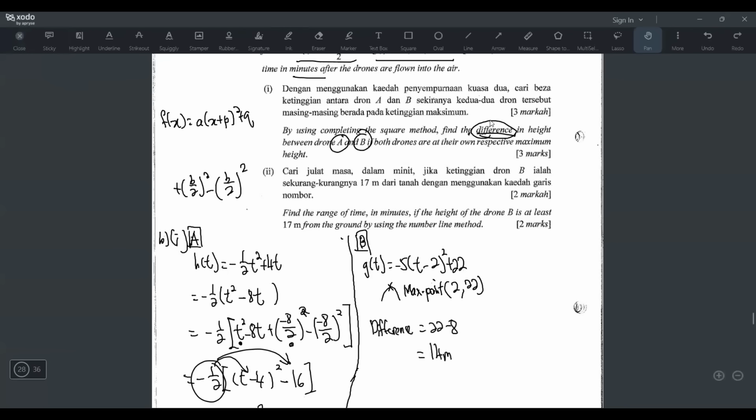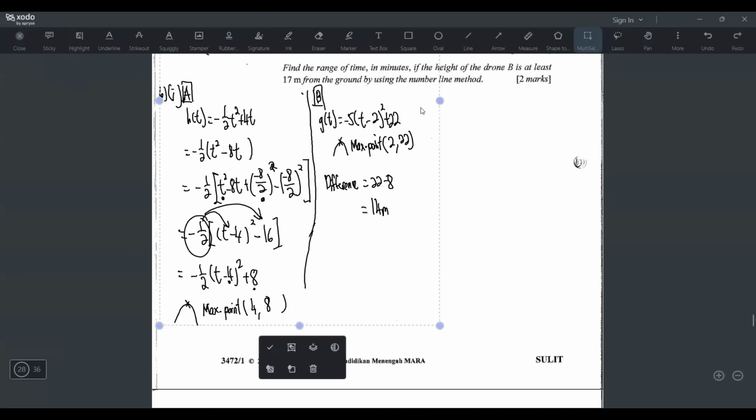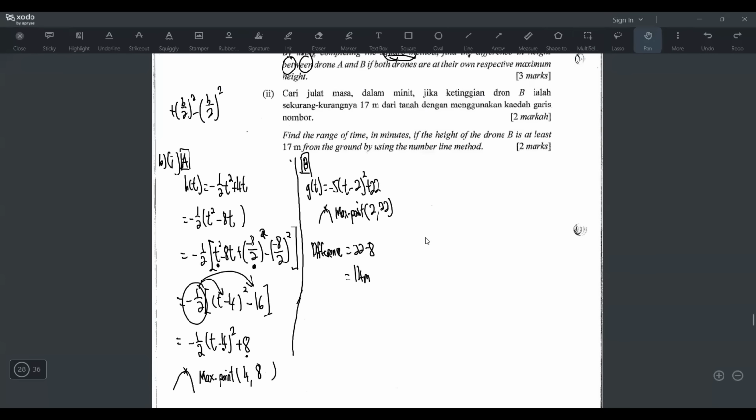Okay, is that what the question wants? Find the difference of height if both drones are at their own respective maximum height. That's right. So when they are both at the maximum height, the difference is 14 meters. It means drone B is higher. Okay, so let me make this smaller because I need space to do my B.